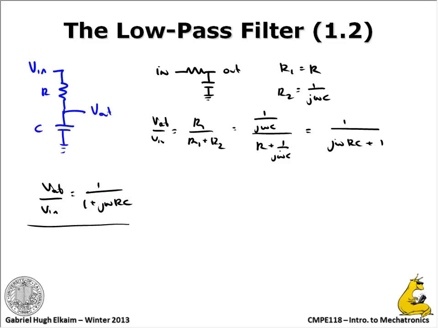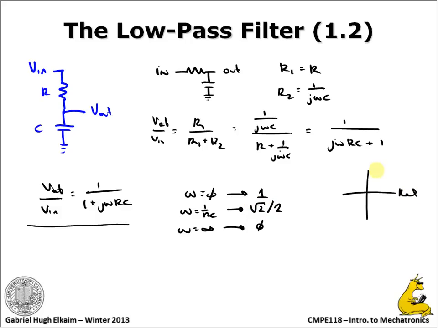At omega equals 0, this equals 1. At omega equals infinity, that equals 0. At omega equals 1 over RC, this is equal to square root of 2 over 2. The reason, of course, is that you have the real and the imaginary parts, and the magnitude of it is square root of 2 in length. So for small omega, this looks approximately like 1. For large omega, this looks like 1 over omega.